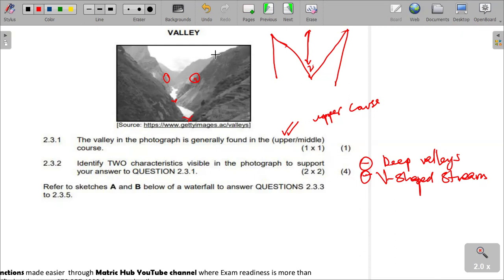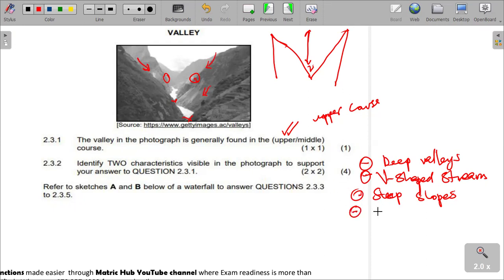We have got steep slopes. As you can see, these are very steep slopes there. Very steep slopes are shown there. We have got very steep slopes. Steep slopes are evident on the photograph there.